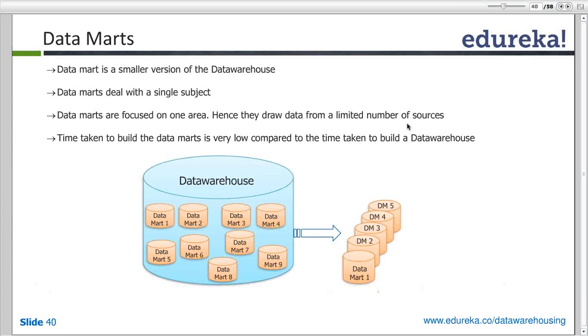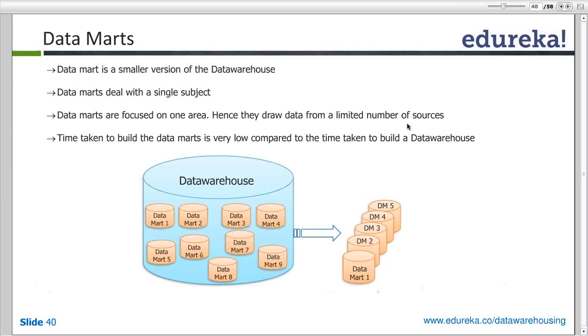And since the data mart is small and looks at a single orientation of data, or a single department or single type of data, building that data mart would be easier than building a data warehouse, which has to have a whole enterprise view and has to suffice the data requirements or the analysis requirements for the whole enterprise. So building a data mart is obviously easier than building a whole data warehouse. That's the difference between having a data warehouse and a data mart.